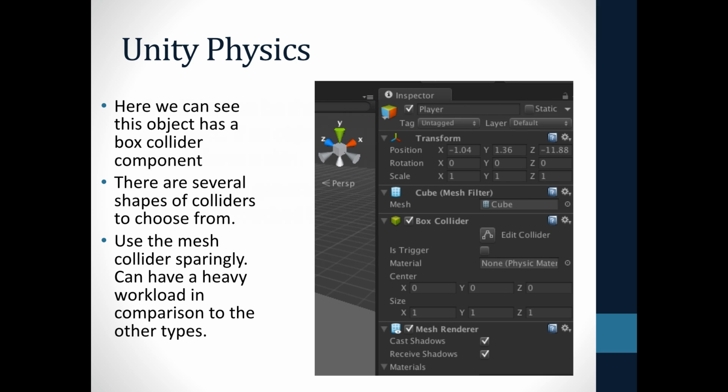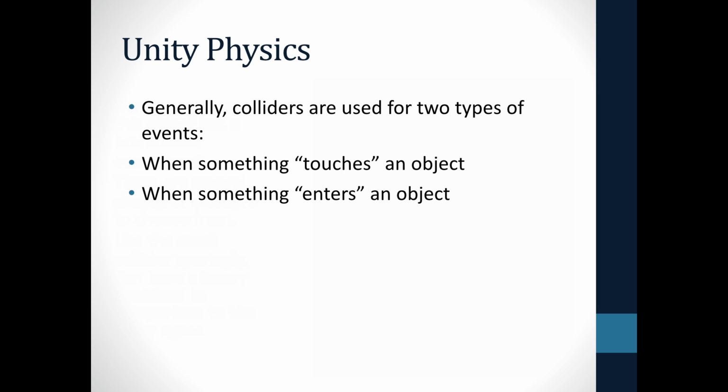Material, you can add a physic material, which we haven't covered in class, but we'll get to that. And isTrigger separates the collider into one of two categories. You either have a collider that is a trigger, which means that you can kind of pass through it, or a collider, which means that you can't pass through it. Generally, colliders are used when something touches an object, so that's something you can't pass through, or when something enters an object, and that's something that you can pass through.